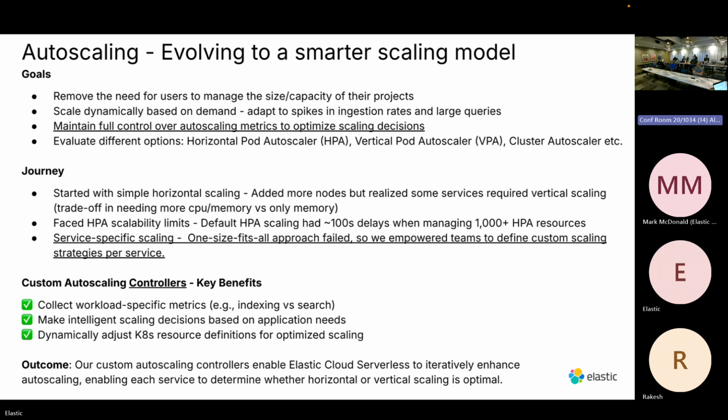So there is a horizontal pod autoscaler. What it does is horizontally scale up, so it creates more nodes to scale you up. Then at the same time, you have a vertical pod autoscaler, where you scale up from a smaller size to a bigger size, but keeping the same machine, right? Then you have a cluster autoscaler, which does a combination of both, right?